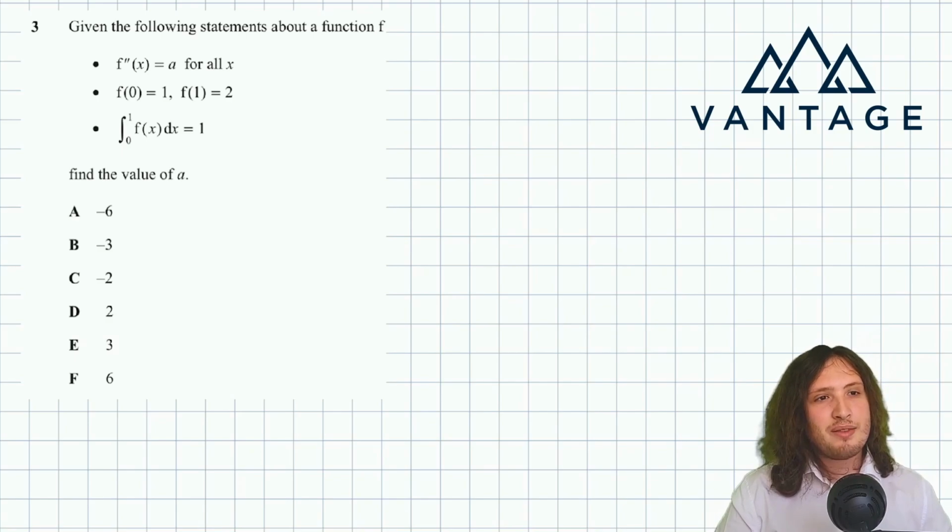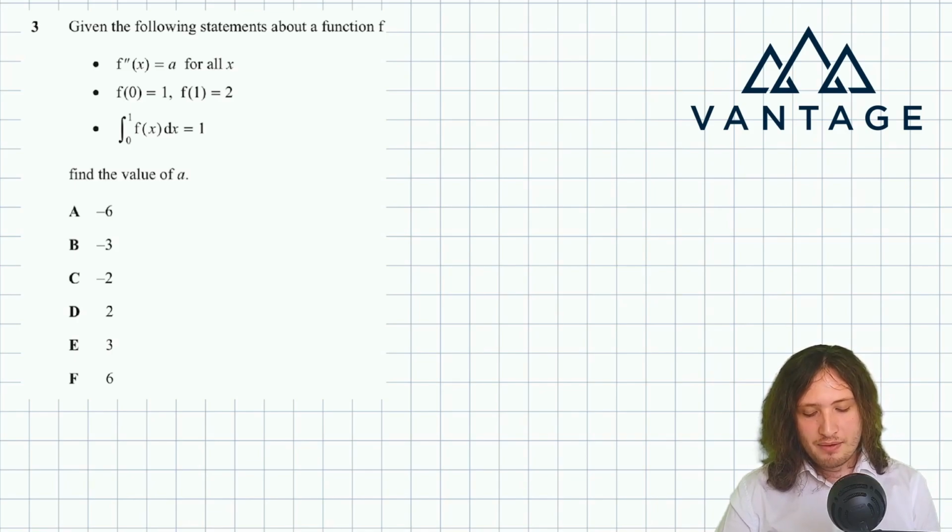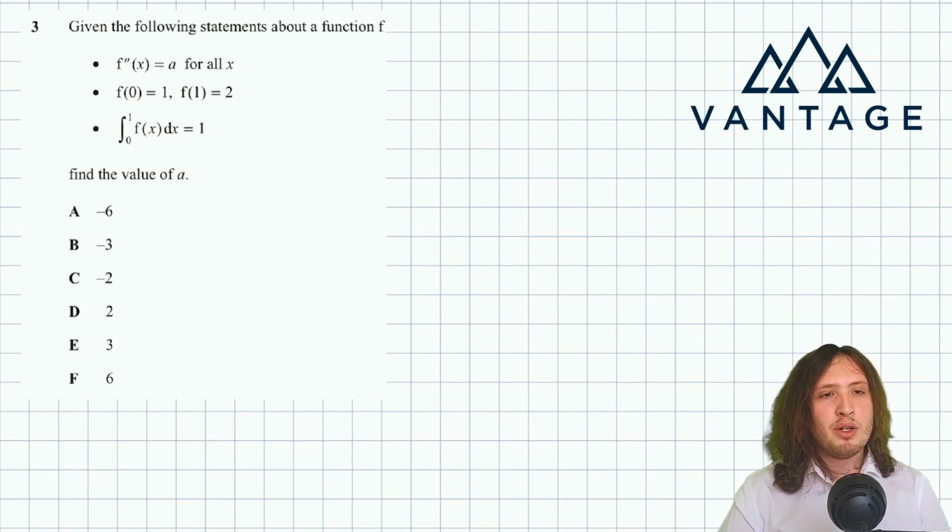In this question, we're given 3 statements about a function f. So we're told the second derivative is a for all x. So the second derivative is actually just a constant. We're told that f of 0 is 1, f of 1 is 2, and we're told that if I integrate f from 0 to 1, I get 1. We need to find the value of a.